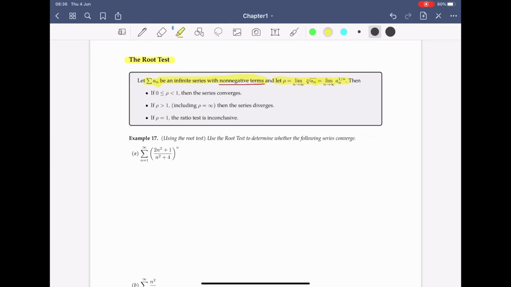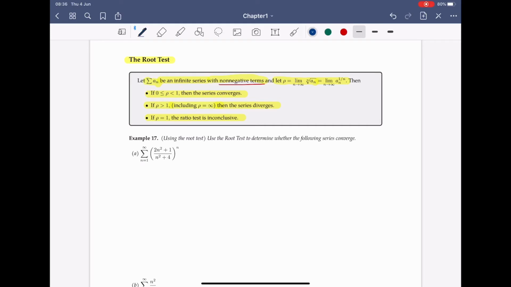And then once you get your rho, this is how you conclude. If your rho is between 0 and 1, including 0, you conclude that the series is convergent. If your rho is bigger than 1, then the series diverges. If your rho is equal to 1, then the root test is inconclusive. That means you have to use other tests.